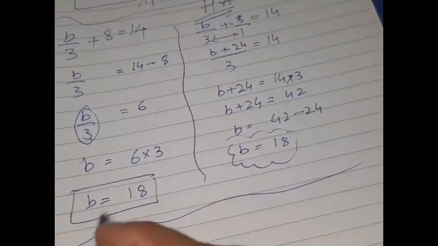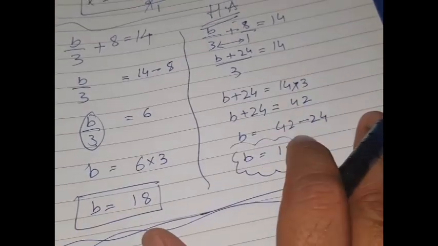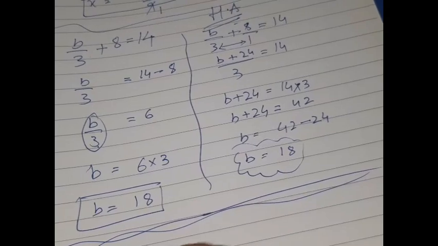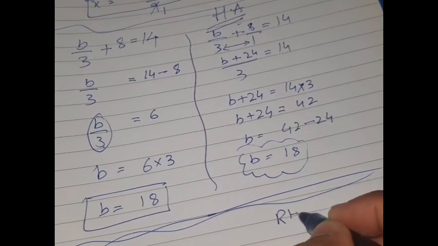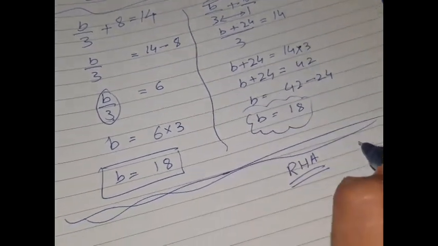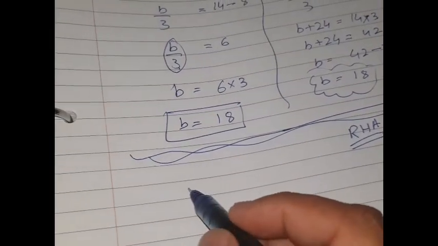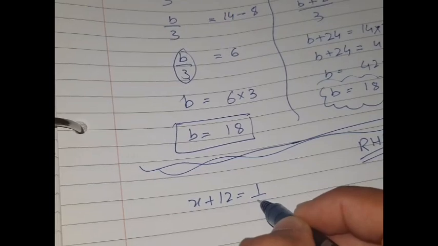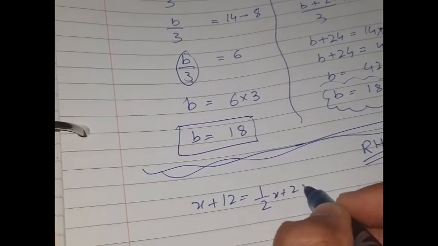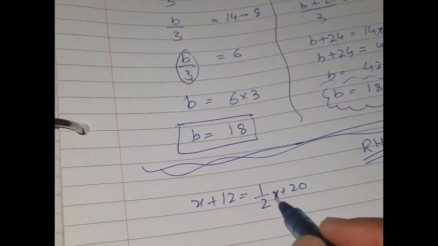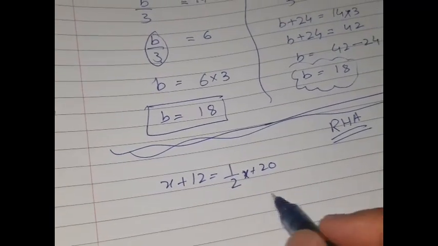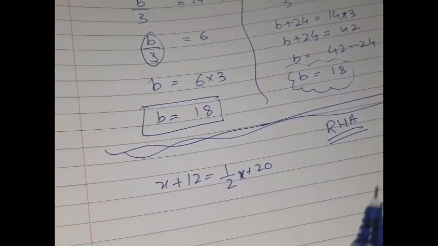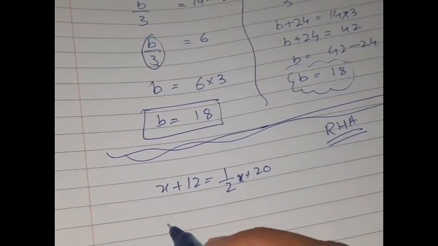Now these are the topics that we have to go through so far. There is one question which is for RHAs, which I call rare higher abilities. Here I'm going to do it and you must try this. x plus 12 is equal to 1 over 2 x plus 20. The x's are the variables for which I have to calculate the value. This question is again extremely simple. Trust me, it's simple. You just have to use your common sense here.